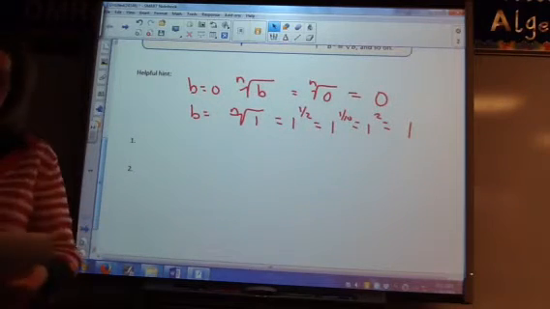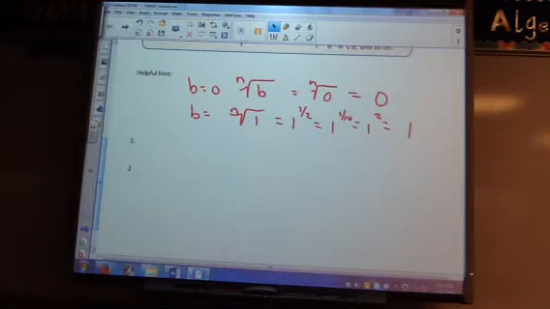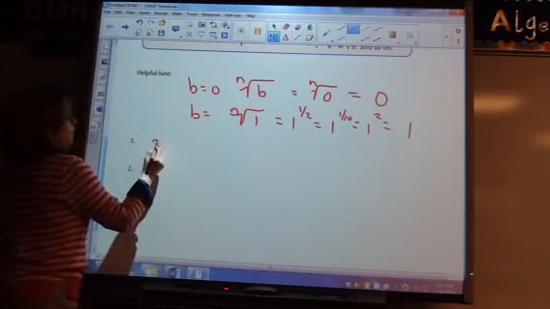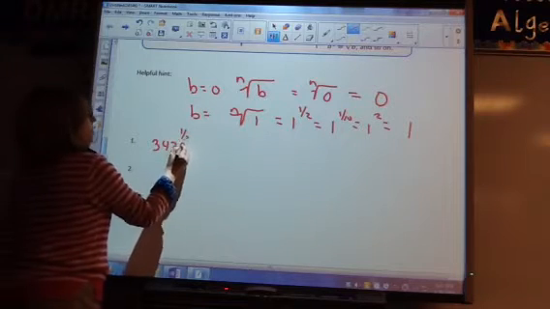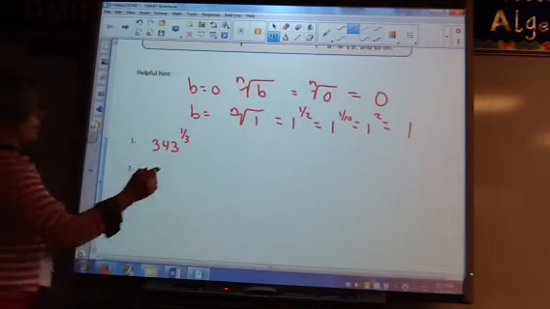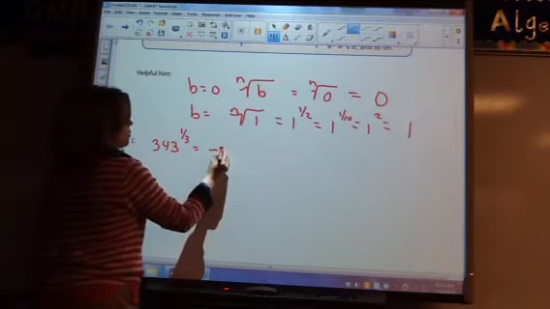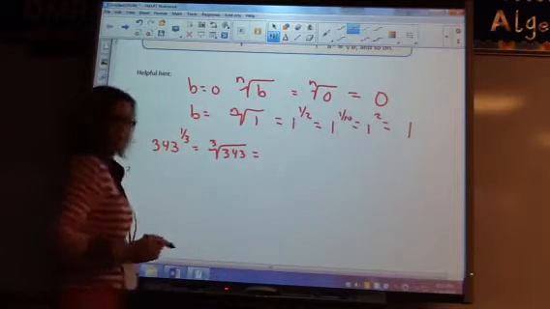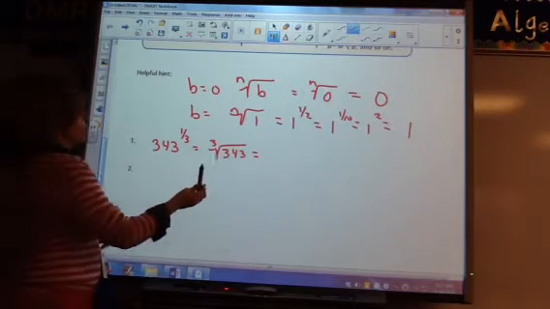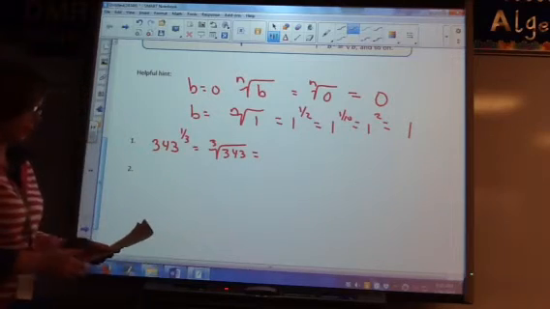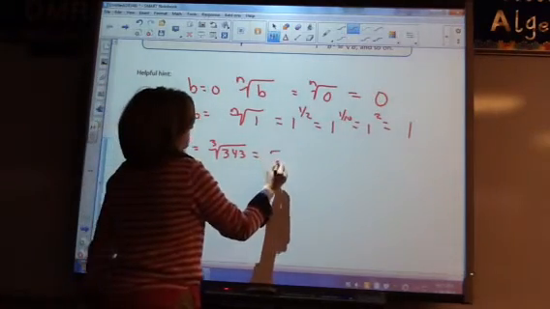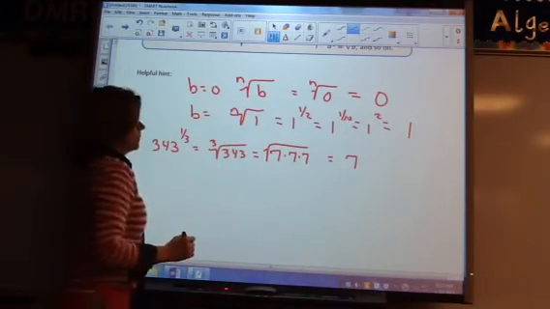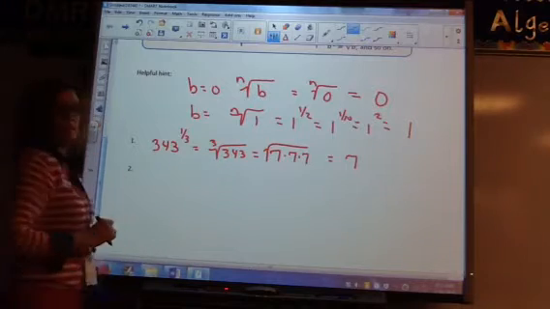All right, so let's look at number 1 here. If we have 343 raised to the 1/3, that is equivalent to the cubic root of 343. All right? So what number can you multiply by itself 3 times to get 343? So my answer here is 7. Make sure you know how to key that in on your calculator, okay?